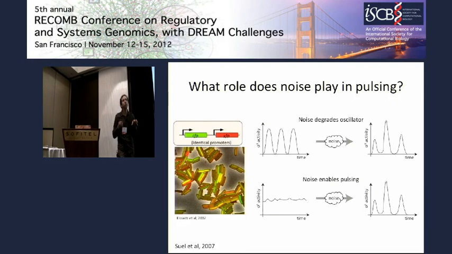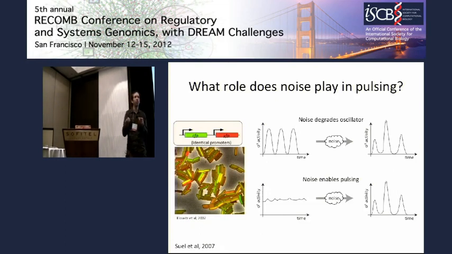And you can imagine 2 distinct models. In one case, you might imagine that what the cell is trying to do is have a very regular oscillator, and the noisiness of the cell is really degrading that behavior and making it look very erratic. The alternative is that noise is really necessary for this kind of pulsing. That noise is an integral part of the pulsing mechanism, and that without noise, you would not have pulses at all.